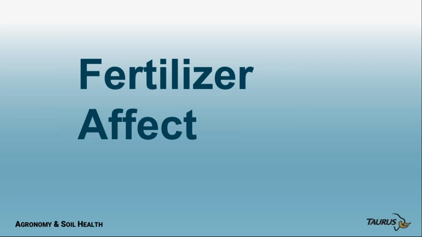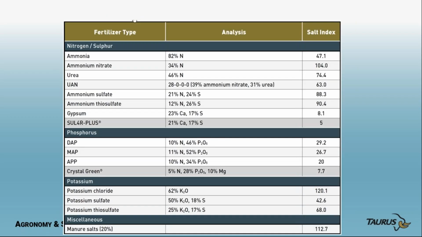I just want to talk about fertilizer effect for a minute, because this is still a concern for people. And this is the salt index. So you take a look at ammonium sulfate 21-0-0-24. It's got a salt index of 88. The higher it is, the more salty it is. There's sulfur plus at 5, and there's potassium chloride at 120. What did I say about salt in water? If you have lots of salt in water, the higher water concentration will move to it.